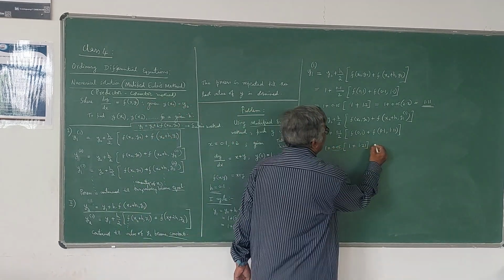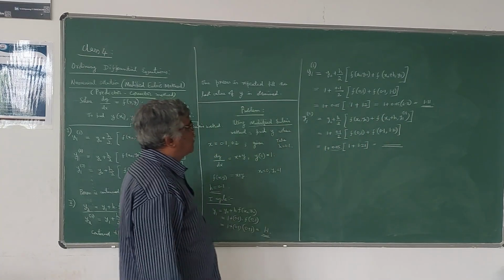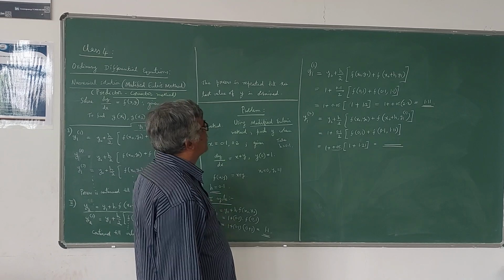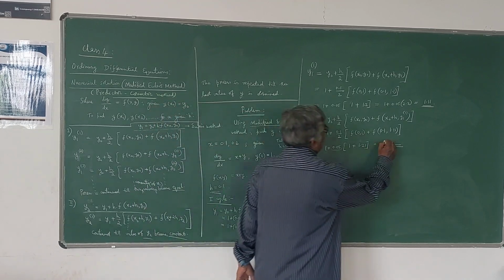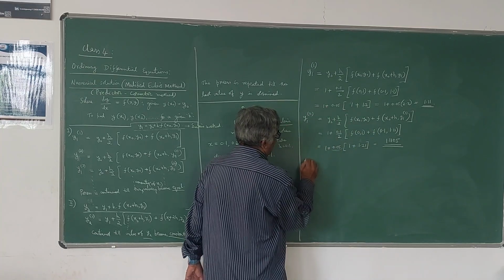Now if you simplify this, what is the value? This is your second value. 2.21 into 0.05 plus 1 is 1.1105. Now let us see one more.